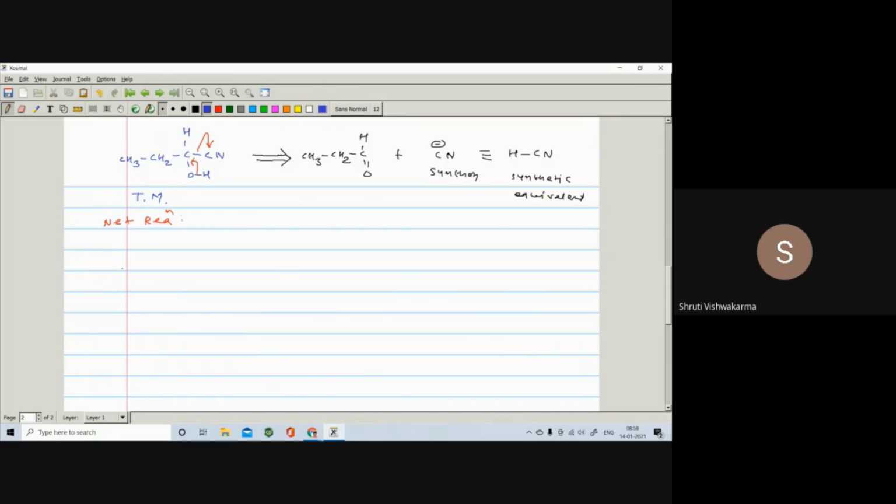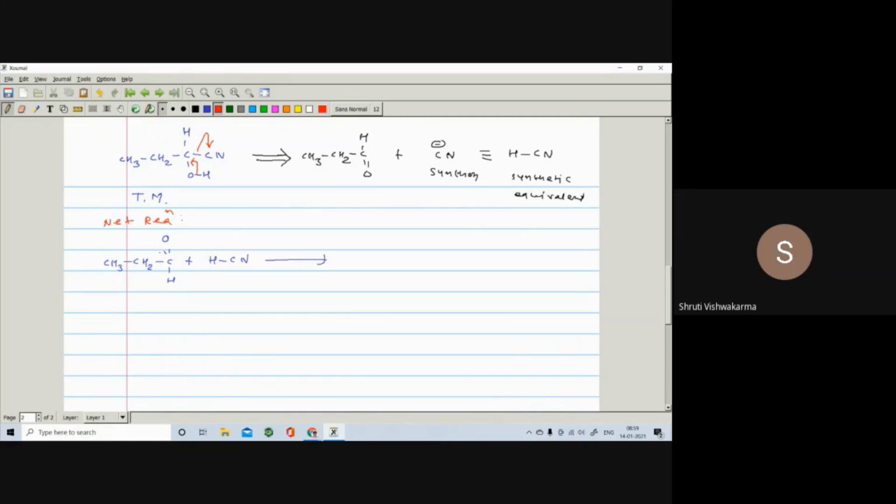The starting compound is the carbonyl compound. The carbonyl compound is CH3, CH2, C double bond O, and H plus HCN, giving a cyanohydrin. So what happened?